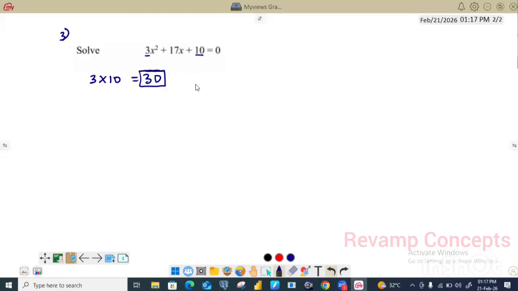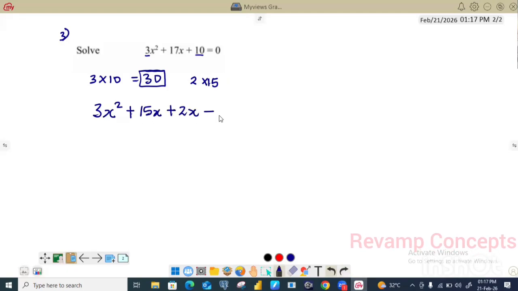2 and 15. Either way, whether it's 15 and 2 or 2 and 15, it is still the same thing. So we are replacing this 17x with these two numbers, which are 2 and 15. That is what we are going to do. So we are going to rewrite the equation as 3x squared plus 15x plus 2x plus 10 equal to 0.